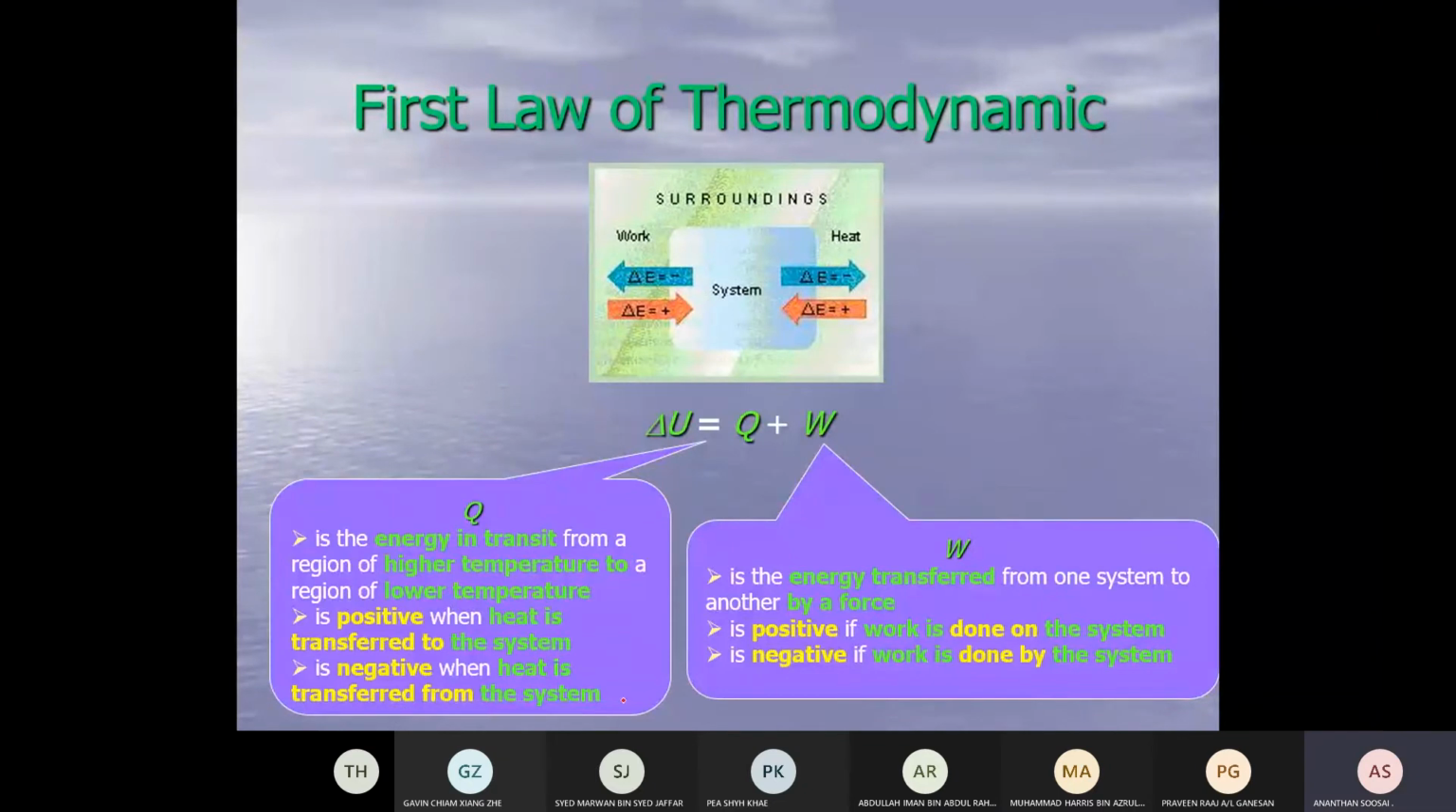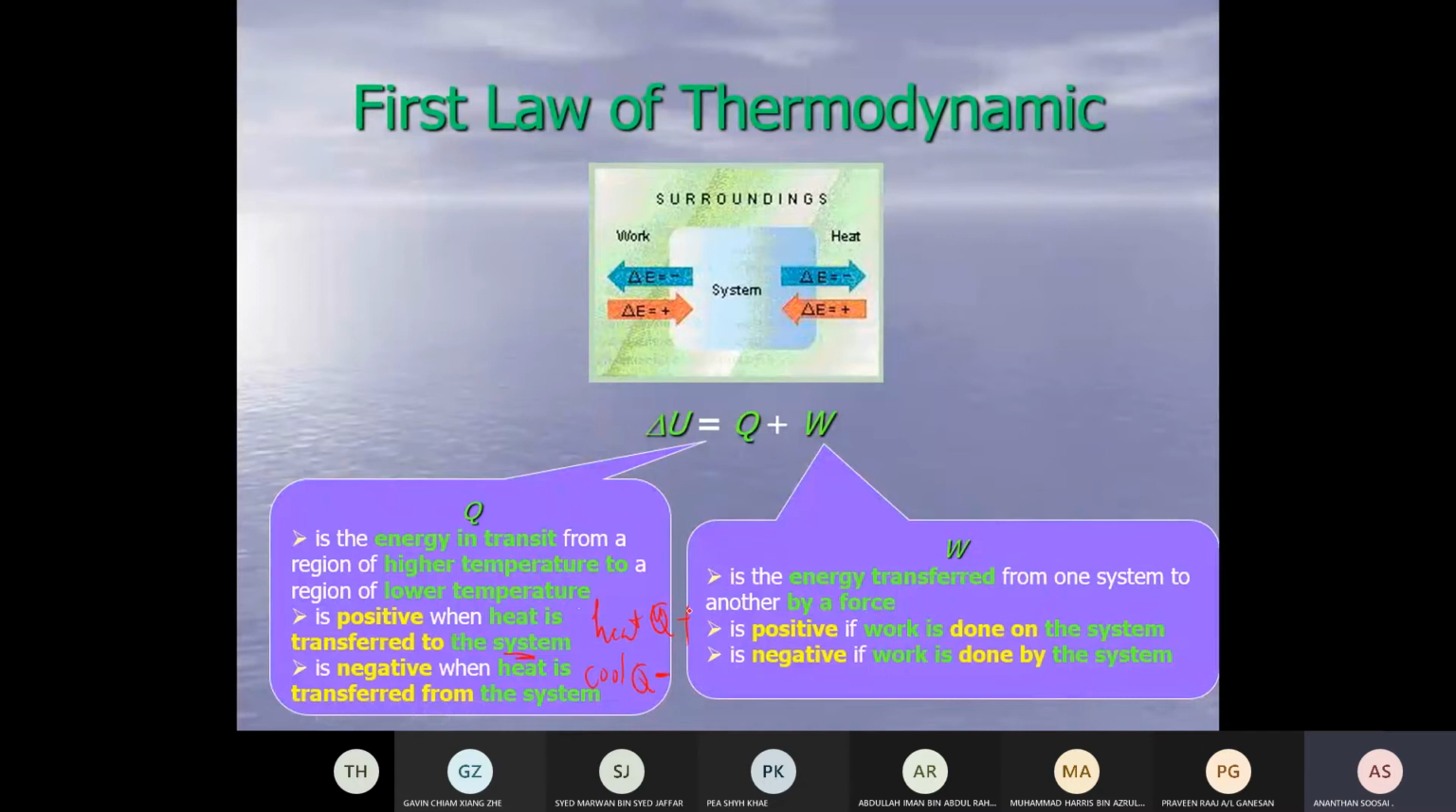Next, I think I already explained this to you. Change of U equals Q plus W. Q is positive when heat is transferred to the system, when you heat it. Q is negative when heat is transferred from the system, removed from the system, which means you cool it. When you heat, Q is positive. When you cool the system, Q is negative.